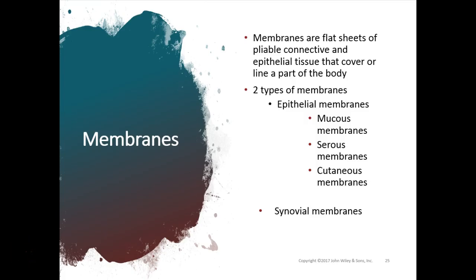Membranes in the human body are flat sheets of pliable tissue that cover or line a body part. We'll look at two major categories of membranes. The epithelial membranes consist of an epithelial layer and an underlying connective tissue layer. These epithelial membranes include mucous membranes, serous membranes, and the cutaneous membrane, also called the skin. Your synovial membranes line joints, are filled with synovial fluid, and contain only connective tissues.